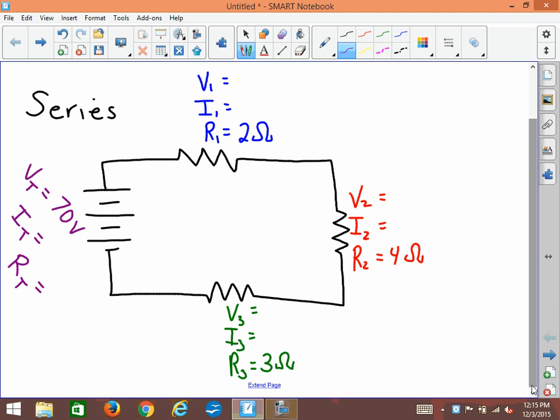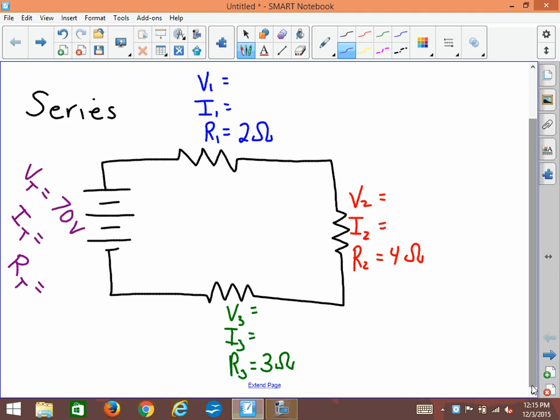Now, we have 70 volts being supplied by this voltage source. However, that 70 volts is the total, and we also know that it is kind of like the energy that's causing the electrons to move. And every time the electrons go through one of these loads, they lose some of their energy. So after they go through load number 1, they will lose some of that voltage. And then through load number 2, and again load number 3.